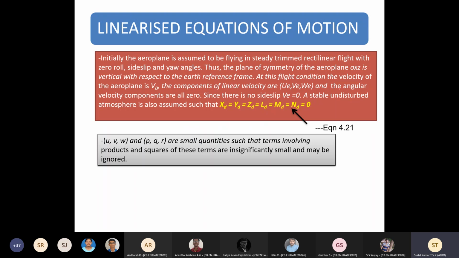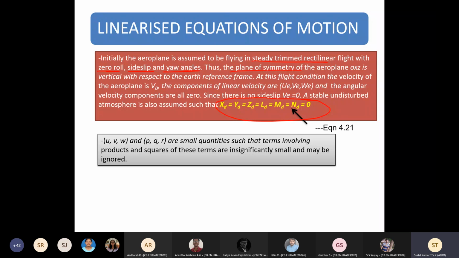Now, how do we linearize the equations? First of all, we'll make one assumption: there is no disturbance. It's a perfect atmosphere. In the slides, I have given the equation numbers also, so that it will be easier when you read the textbook. Plane of symmetry is something we can assume in the initial stages. Steady flight with zero roll, no side slip, and no yaw angles. That is also a valid assumption.